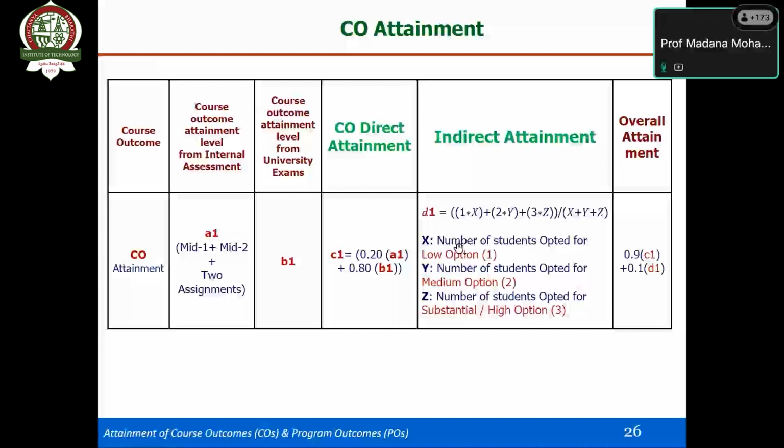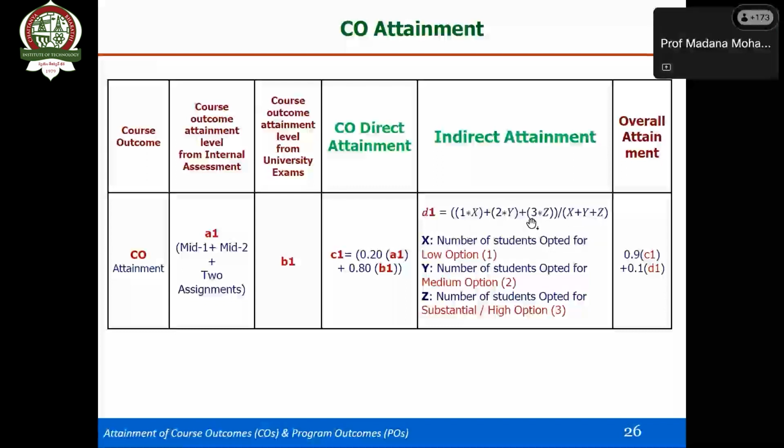This formula you can apply for each and every CO. Then finally, overall, divided by the students attempted for level 1 plus the number of students attempted for level 2 plus the students attempted for level 3. So by using this formula, you will get the indirect attainment of a particular course. So now you have the CO direct attainment value, you have the CO indirect attainment value.